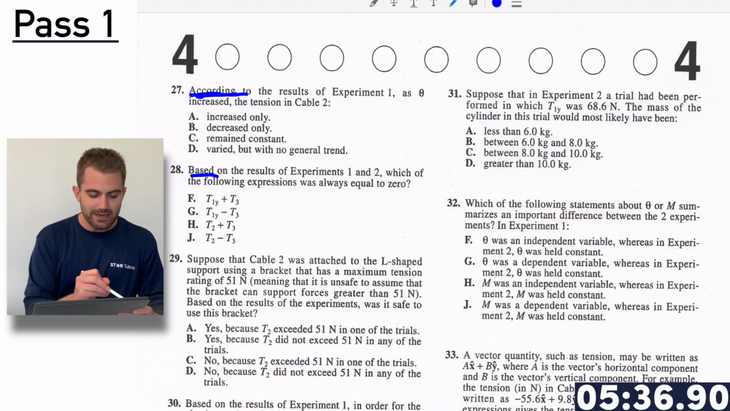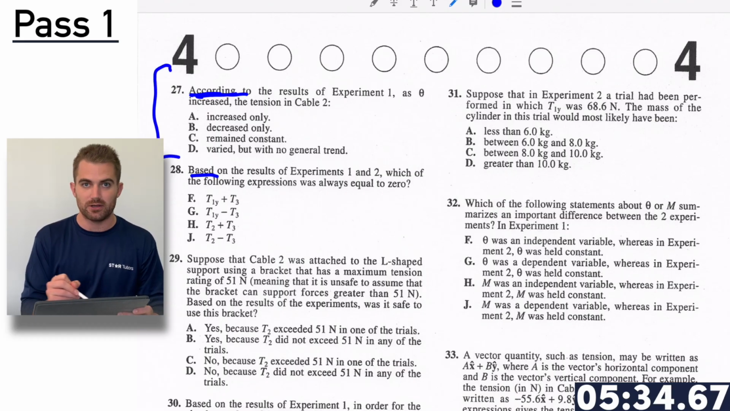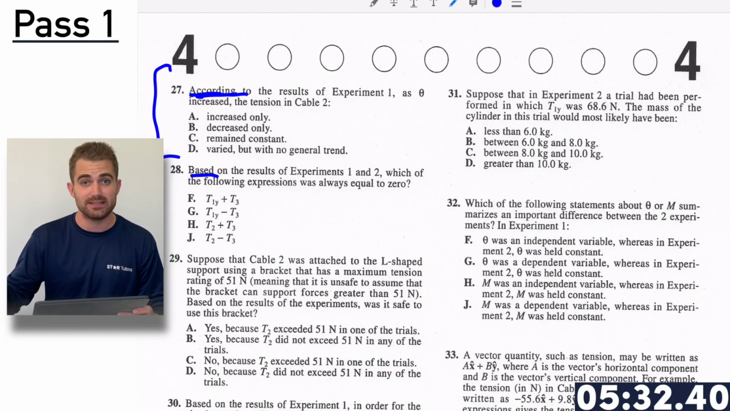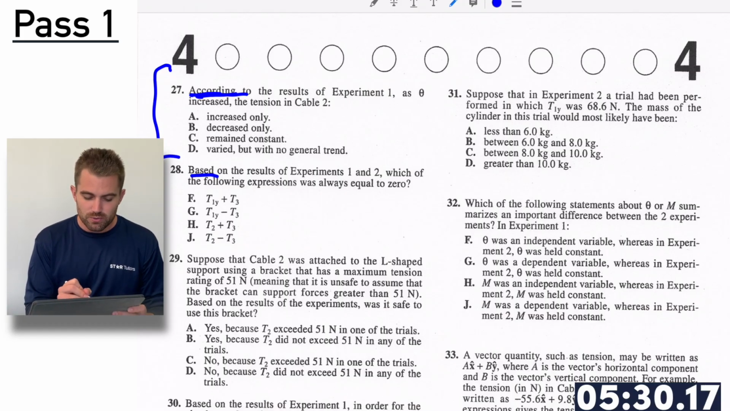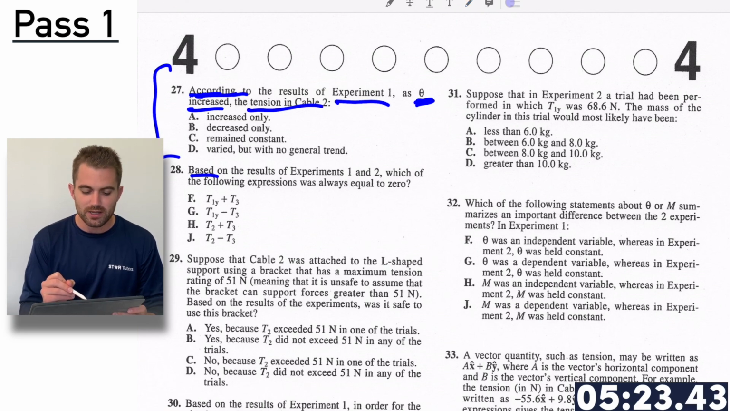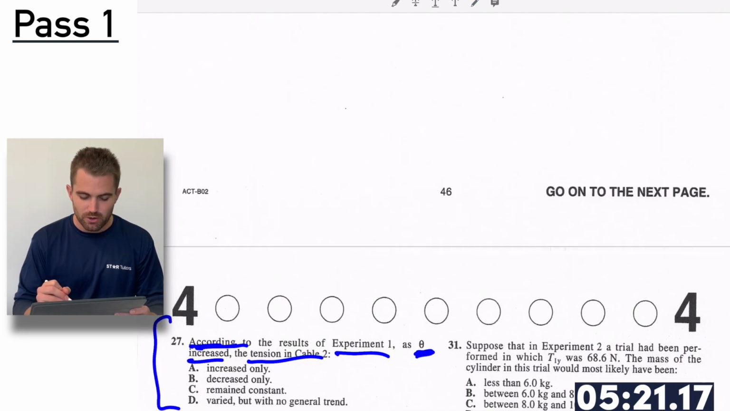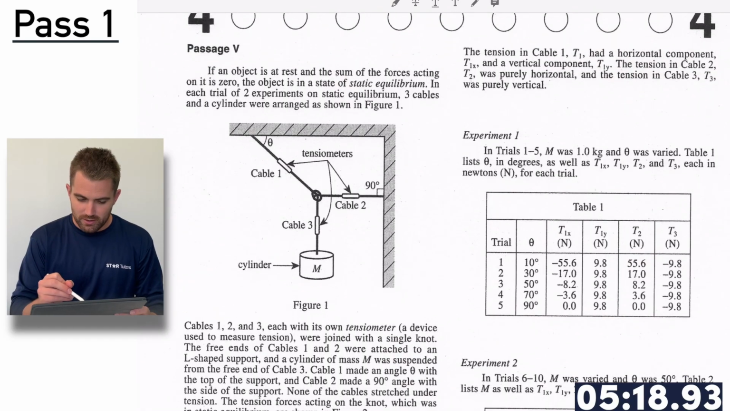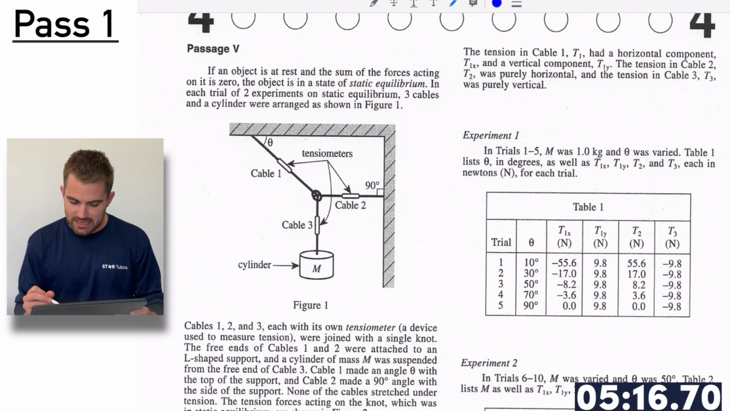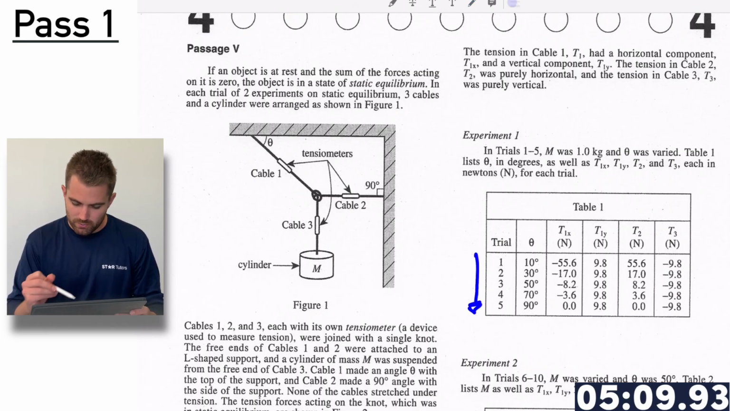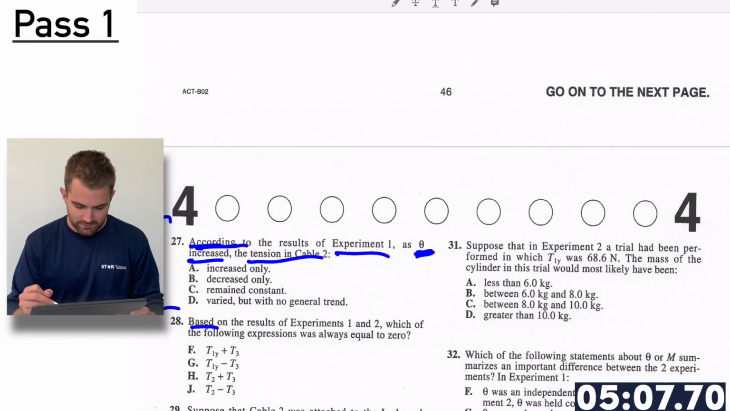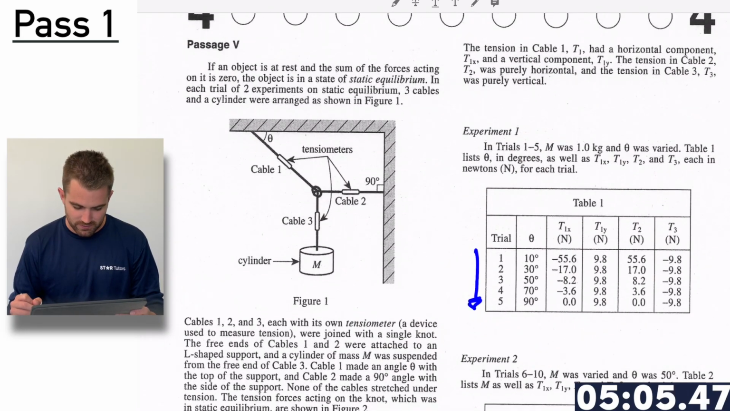So right away, I know that 27, look how little writing there is there. And you guys know that my timer's running just like it did on the real-time test. According to the results of experiment 1, as theta increased, this is the theta, you guys have seen that in math, the tension in cable 2, I'm gonna underline important parts of the question. That's really easy. I'm going back up to experiment 1. As theta increased, the tension in cable 2 did what? So theta goes up here in experiment 1, and then we're looking for cable 2, so we have to find what cable 2 is equal to.